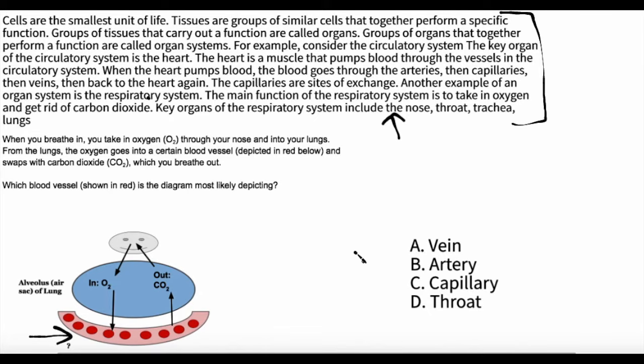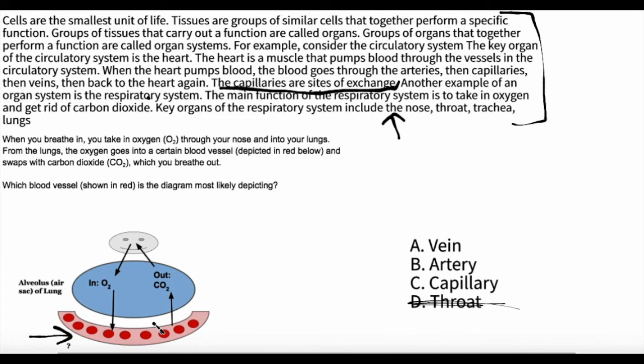Basically, it's asking which blood vessel the diagram is most likely depicting. So the throat is not a blood vessel, so we can take that out. Now, when we're dealing with veins, arteries, and capillaries, what we have to understand is that the capillaries are sites of exchange. And what's happening here is that oxygen and CO2 are being swapped. That's what it tells us here.